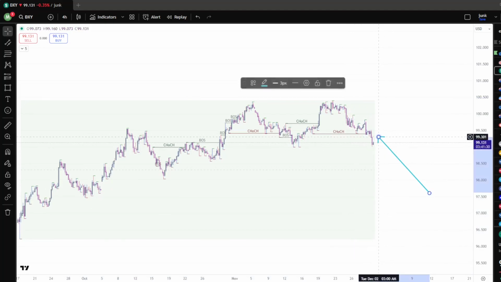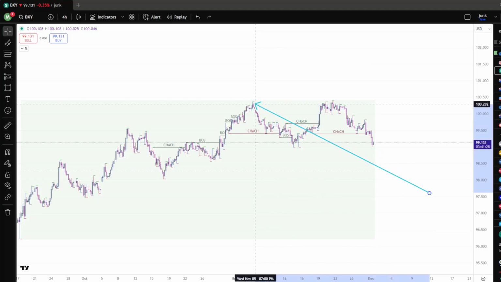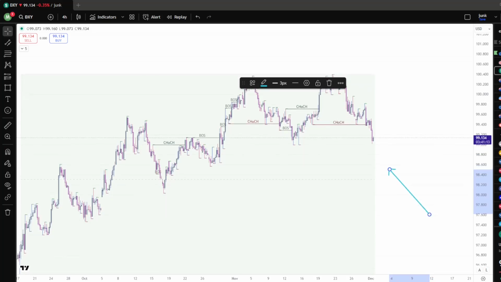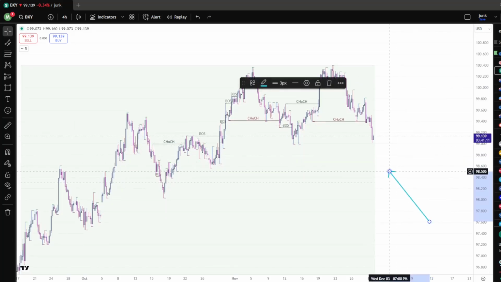DXY seemed to hit the 100 mark, consolidated, and then sellers stepped back in, starting to break structure to the downside, making lower lows, lower highs. Lower highs, lower lows, lower highs. Now it's hitting these lows, this higher low that was formed while it was making this bullish push.